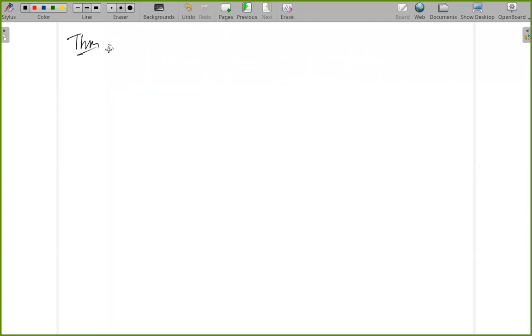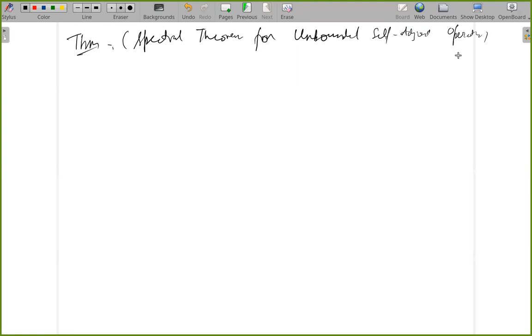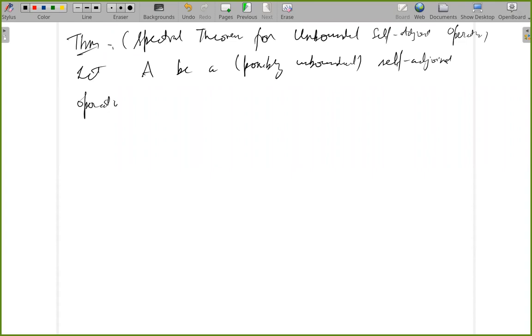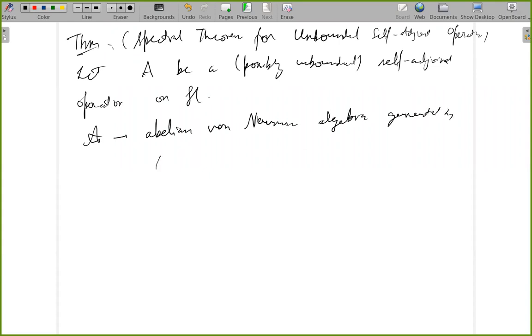Then another key theorem that we care about is the spectral theorem for unbounded self-adjoint operators. Here also we have to build our intuition a little bit. So let A be a possibly unbounded self-adjoint operator on a Hilbert space H. And let script A be the abelian von Neumann algebra generated by (A plus I) inverse and (A minus I) inverse.